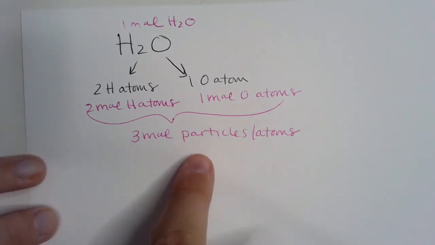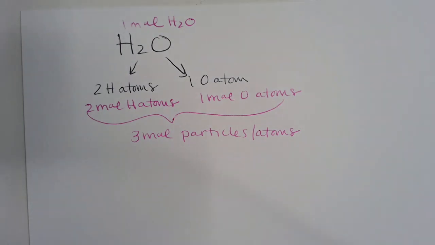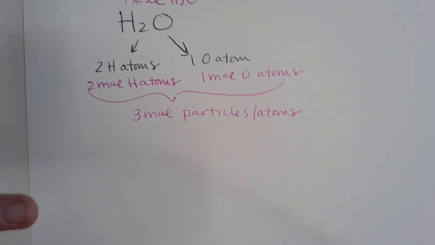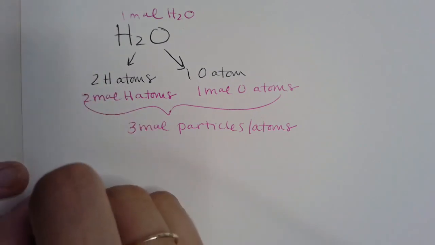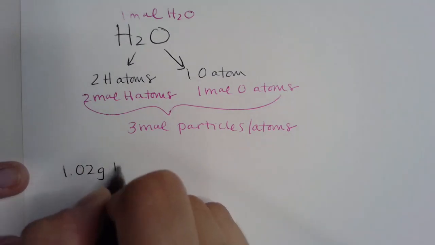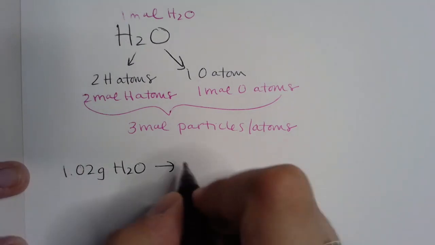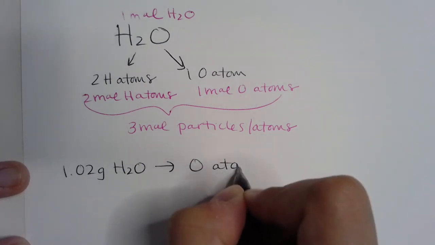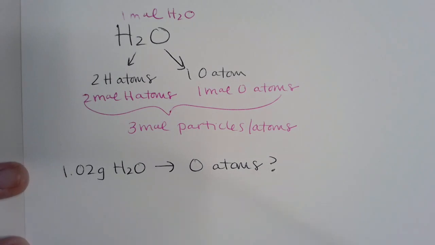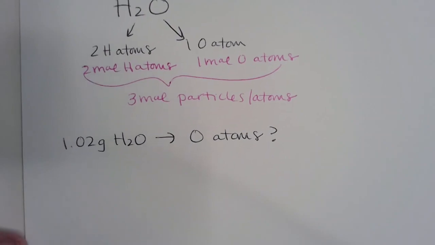I think on your worksheet there's a problem like that, so just be careful. That's the basic idea behind something like this. So using this, let's just make up a problem here. Let's say I have 1.02 grams of water. We want to know how many oxygen atoms are in 1.02 grams of water. We're going to start this off the same exact way because when in doubt, mole it out.